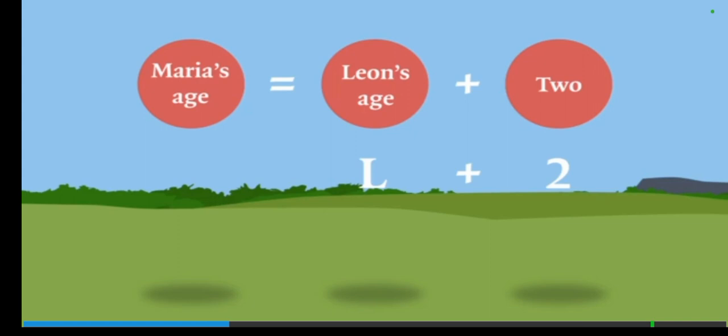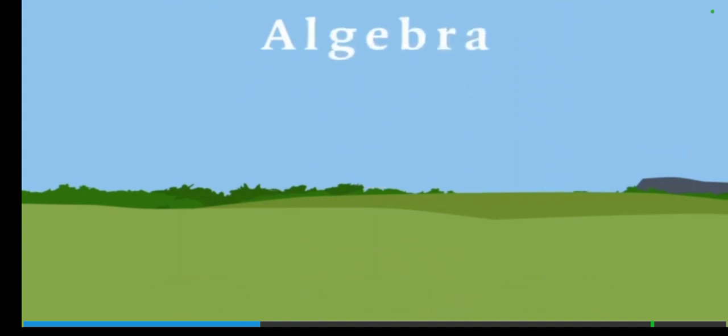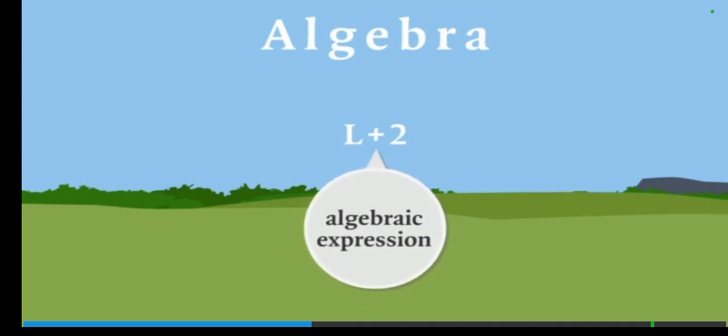When we use letters to represent numbers, we open the door to a new part of mathematics, algebra. Algebra helps us to generalize, to find patterns, and to express connections. If you write Maria's age as L plus 2, you have an algebraic expression. L plus 2 is more general than the numerical expression 5 plus 2.